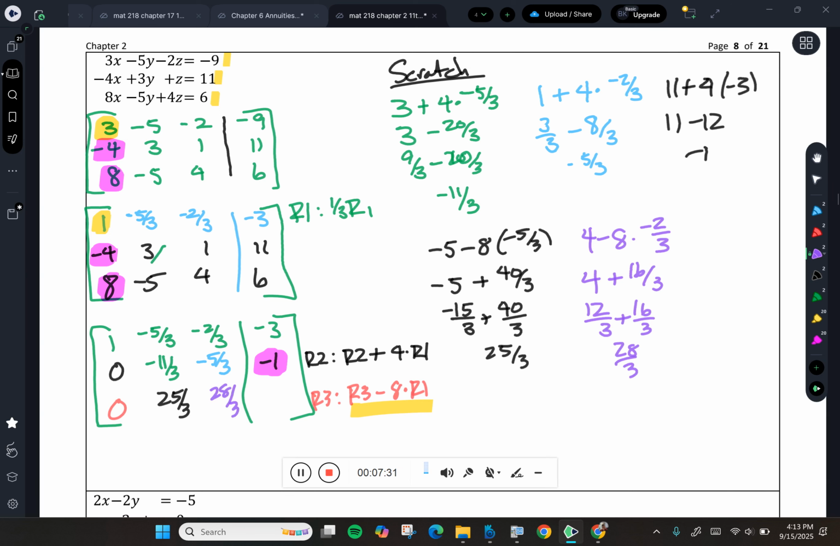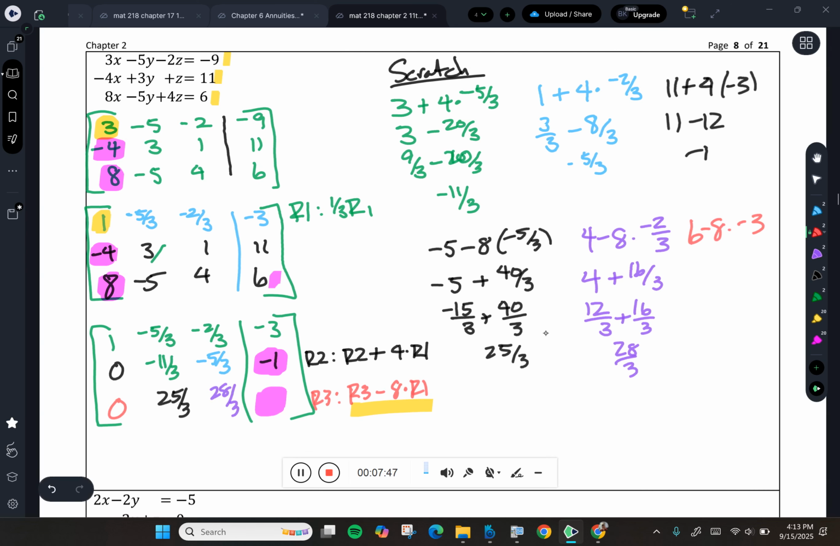Okay. Last one over there, I need to get that 6, right? I need to find out what happens to this 6 up here. So let's see. The formula says it's going to be 6, old row 3, minus 8 times row 1, negative 3. So that'll be 6 plus 24. So I think that's 30. And so I get a 30 here.